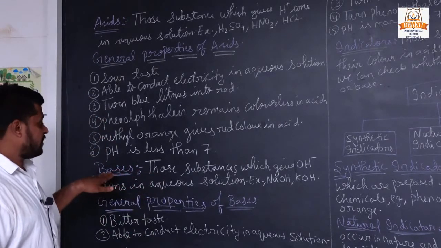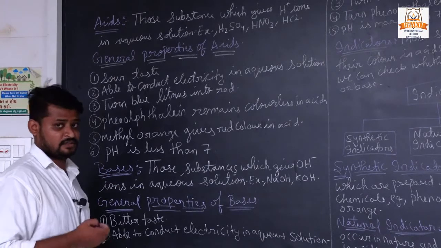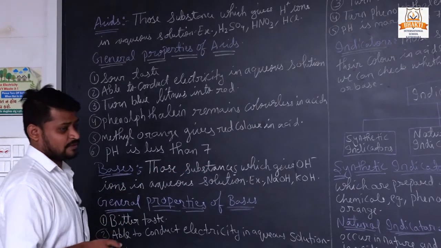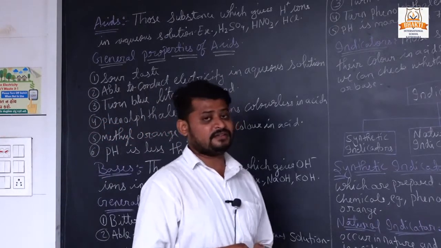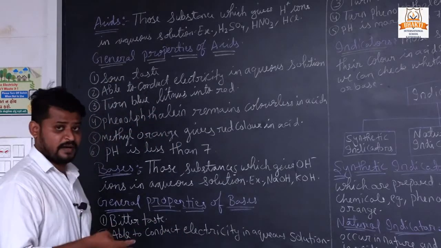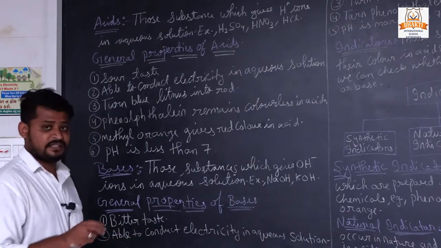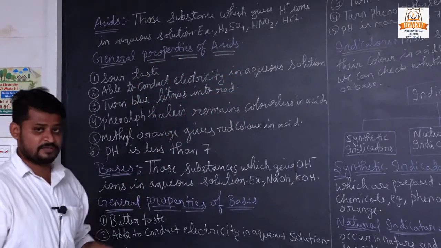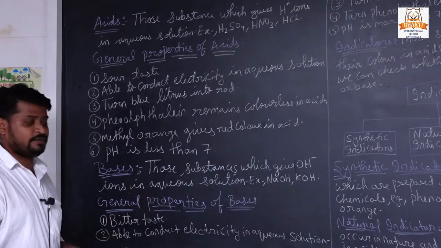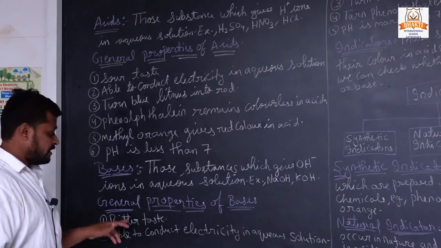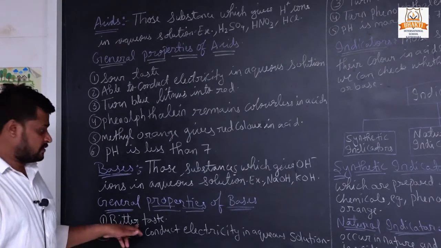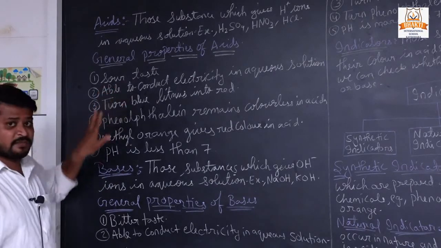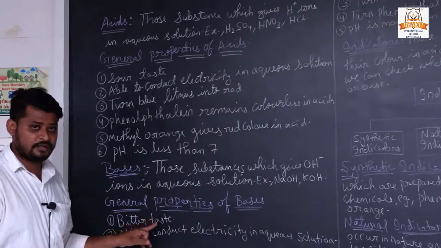Now our next topic is bases. How will we identify whether a solution is a base? Bases are those substances which give OH minus ions in aqueous solution. Meaning in aqueous solution, if the substance gives OH minus, then it is called a basic solution. Acid gives H plus ions, base gives OH minus ions. A general property to identify bases is that the taste of a base solution is bitter. Acid has a sour taste, but base has a bitter taste.